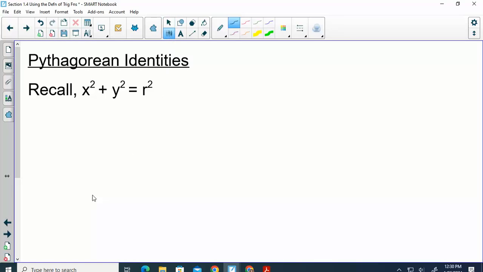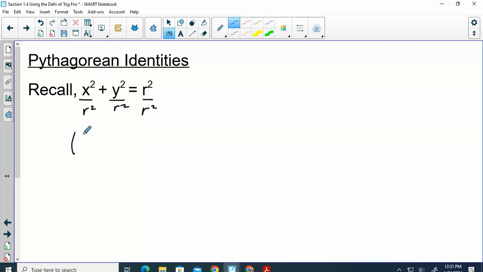Okay, so we know we've been using x squared plus y squared equals r squared over and over again, right? We know that comes from the Pythagorean theorem. We use it to find the r when we have an ordered pair. So I want to take this and divide everything by r squared. We know in an equation it's legal if you divide both sides by the same thing, right?